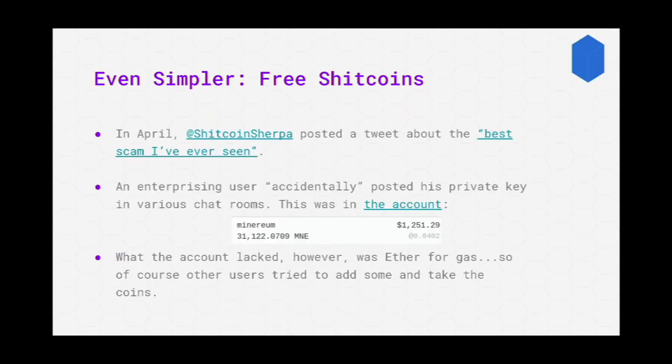But an even simpler approach is, as noticed by Shitcoin Sherpa on a tweet about the best scam he had ever seen, a user started going around in various cryptocurrency chat channels asking for support. So what he would do is post the private key into these channels, and of course people told him not to do that, but some people would obviously go in and see that his balance had thousands of dollars in tokens that they could potentially steal. What it lacked was the currency to pay for the gas that was necessary to move those tokens. So people would send in Ether and expect to just be able to move it.